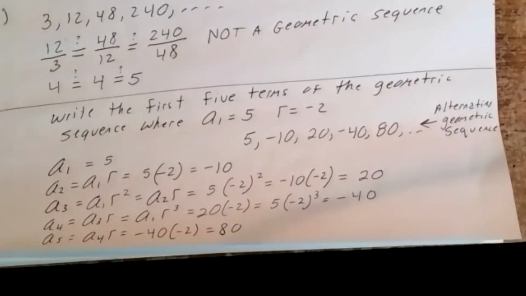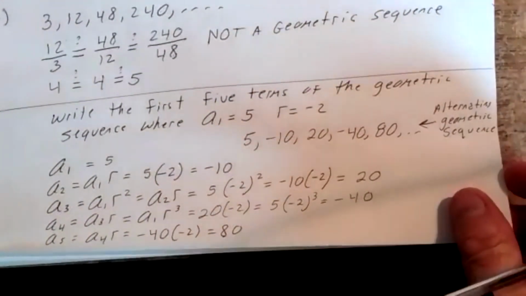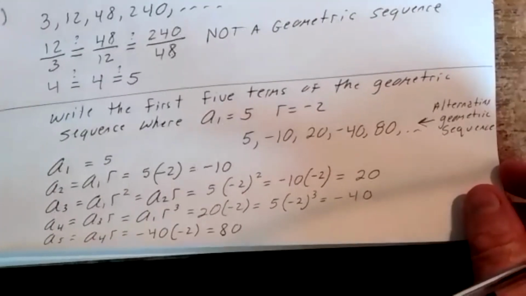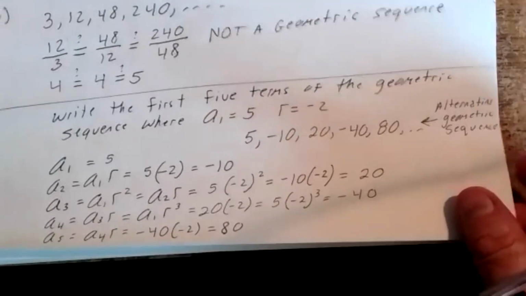Okay, any questions on how we wrote the first 5 terms of that geometric sequence, given the first term and its common ratio? All right, these are classic textbook problems that I'm doing and classic problems that you'll be encountering. So it's important to understand these. Let me know if you don't understand something. Okay, let's look at this one here.